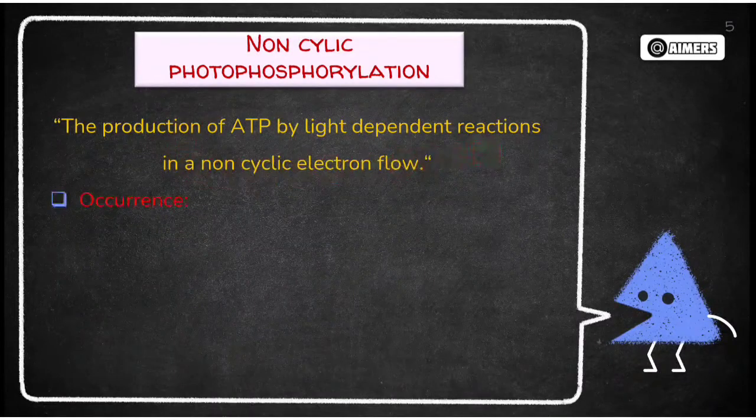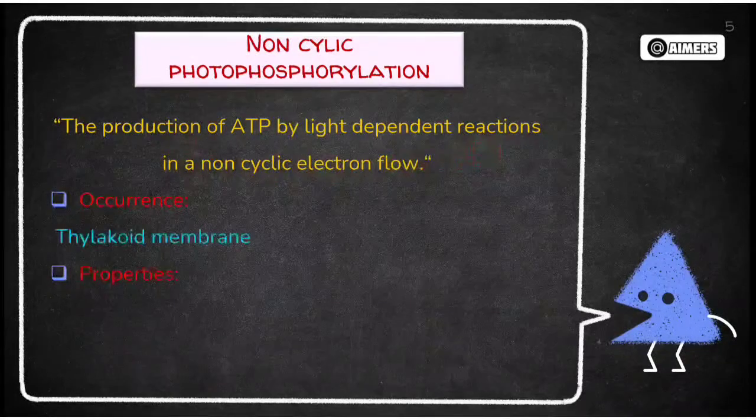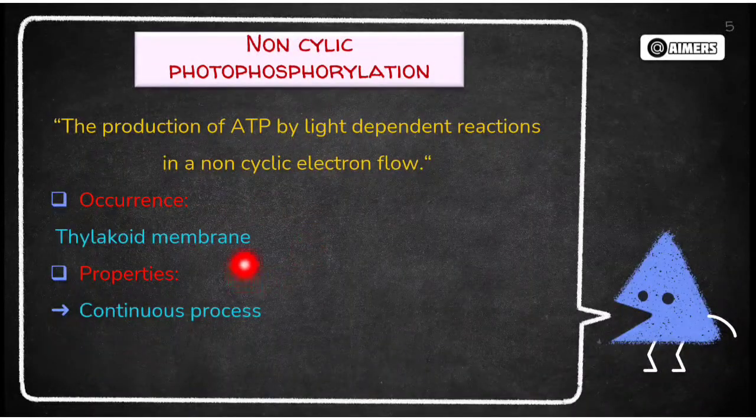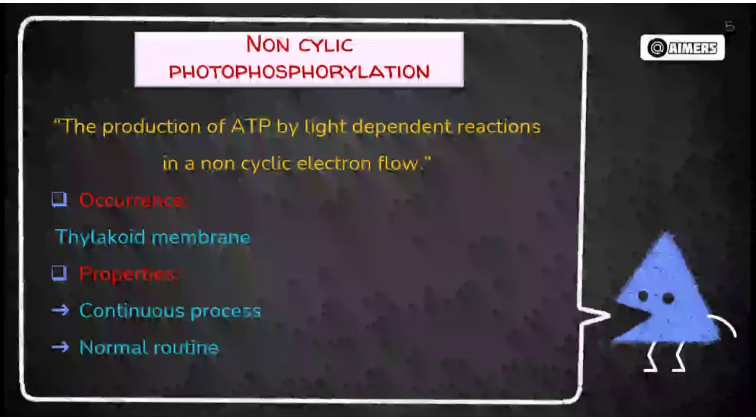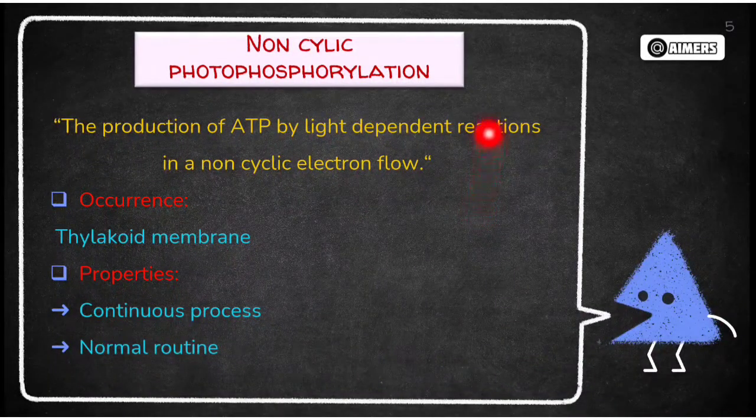Now, where does non-cyclic photophosphorylation occur? As it is a light reaction, the non-cyclic photophosphorylation occurs in the thylakoid membrane of the chloroplast. What are some properties associated with it? Do remember that this is a continuous process. It occurs continuously in the plant cell. Whenever the light is provided, the non-cyclic photophosphorylation will start in a plant cell. And one more important point, it is a process which happens in normal routine. When plants are in a normal condition, they don't have any deficiency of anything, then the process occurring in normal routine is non-cyclic photophosphorylation. So these are two properties associated with it.